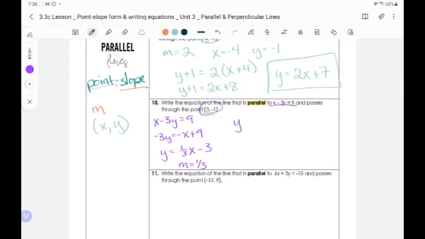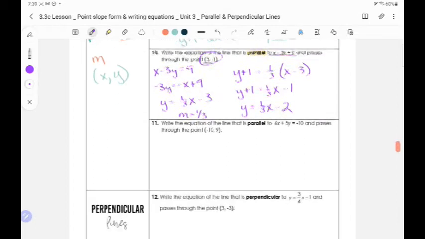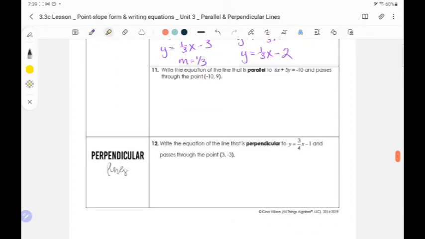Y plus 1, because the y is -1, equals 1/3 x minus 3. So we've got y plus 1 equals 1/3 x. 1/3 times 3 is just 1, so it's just going to be -1, and then I've got to subtract this 1 from the y, get it to the other side. 1/3 x minus 2. I'm going to leave number 11 for you to try on your own, and come down here to number 12, and what does it say?